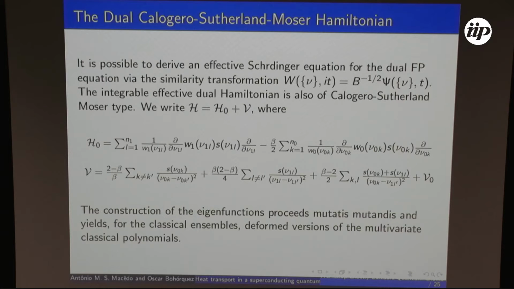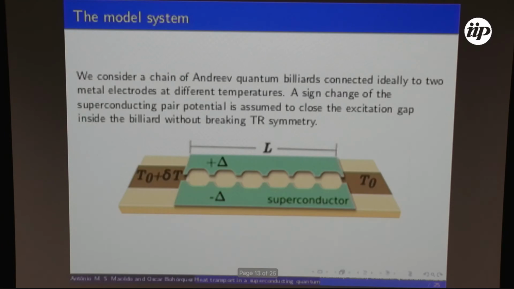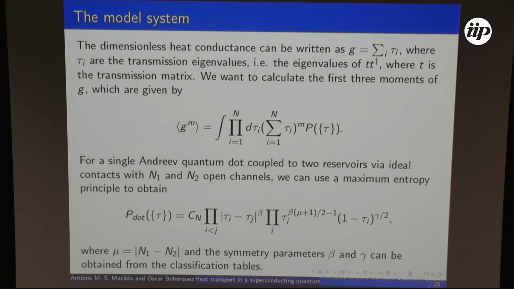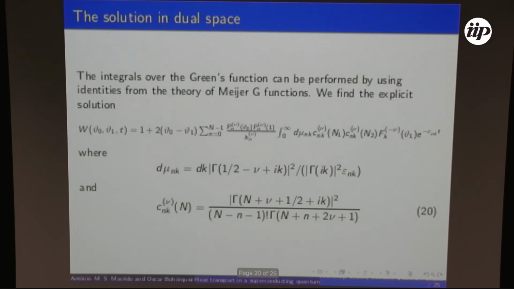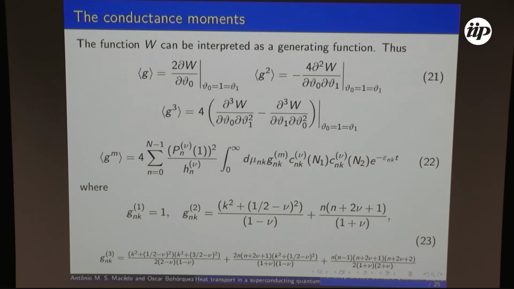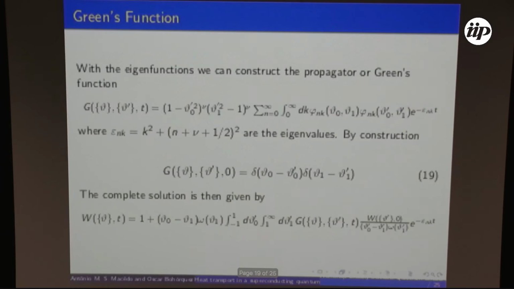And what is it that you can do with problems such as this? You can find the first 3 moments of the conductance. Why can you find the first 3 moments? I have to go a bit forward. Okay, I'll go back soon. Here. The reason you can do this is that the W function, that's the dual of this integral transformation, can be seen as a generating function for the conductance. So the first 3 moments of the conductance are actually derivatives of this W function. So you have to construct this W function. Let's do it.